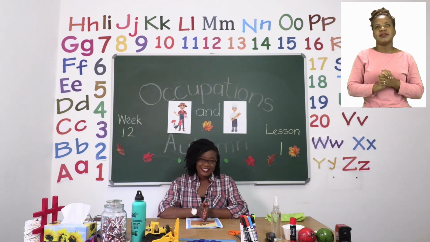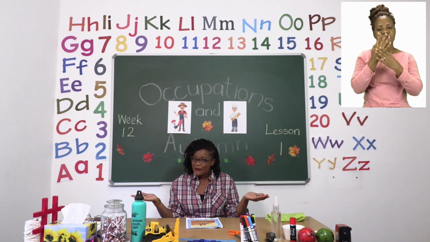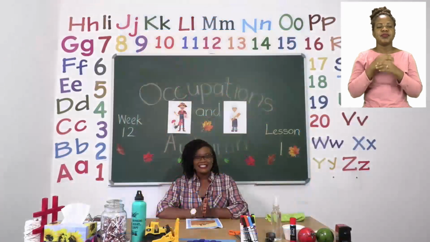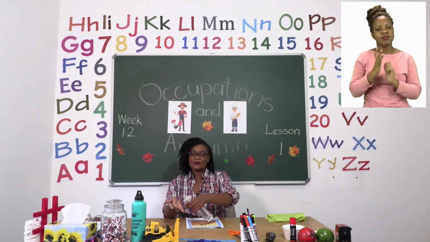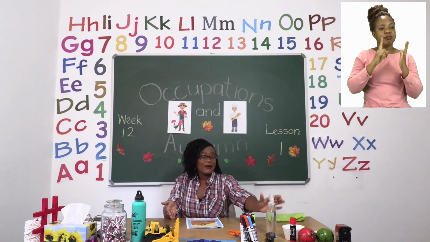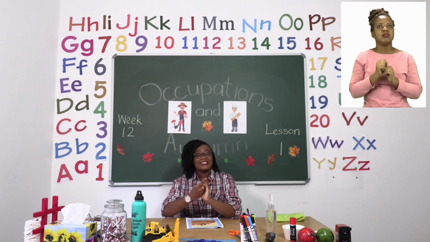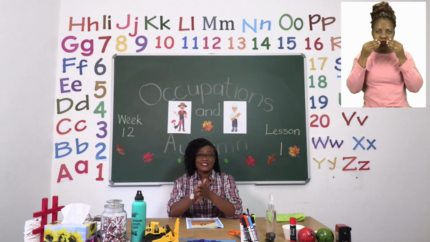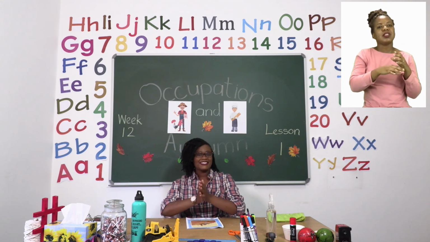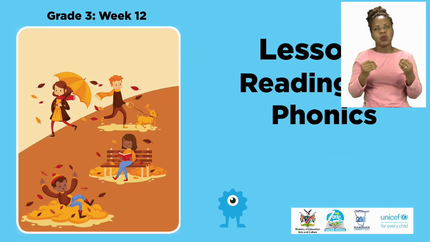Our theme this week is occupations and autumn. And before we get into any lessons, boys and girls, we need to sanitize. Remember, sanitizing is not the only way you can stay safe. You can make sure that anything you use, you throw it in the dustbin like a tissue. And make sure that you sanitize your hands after that as well. Make sure your hands are dry before you touch anything else. For today's lesson, we will be doing reading and phonics.